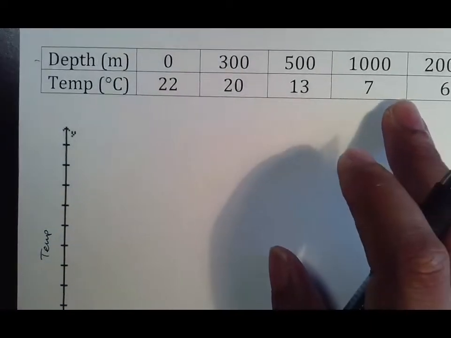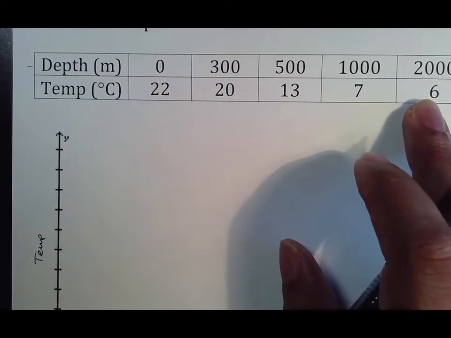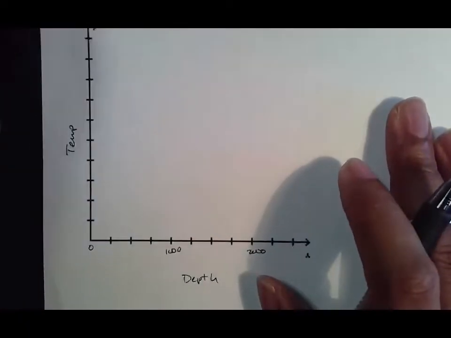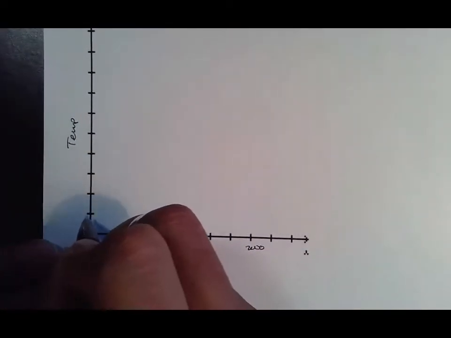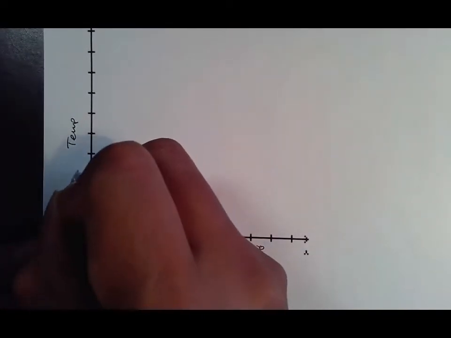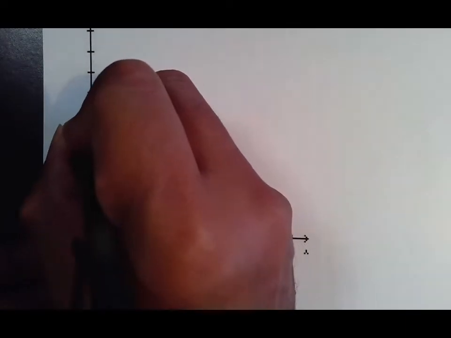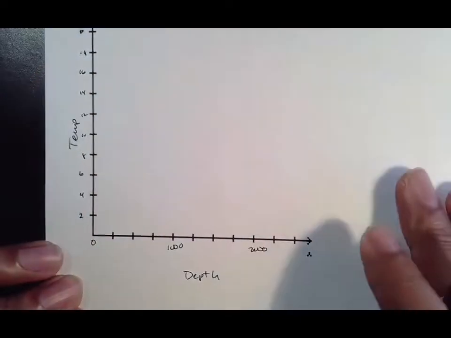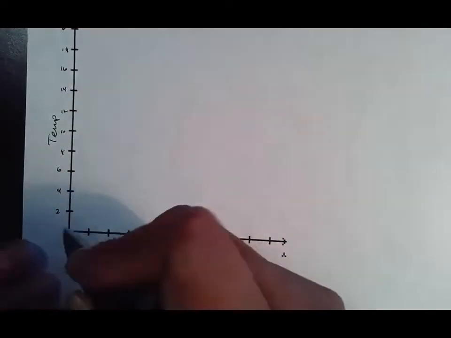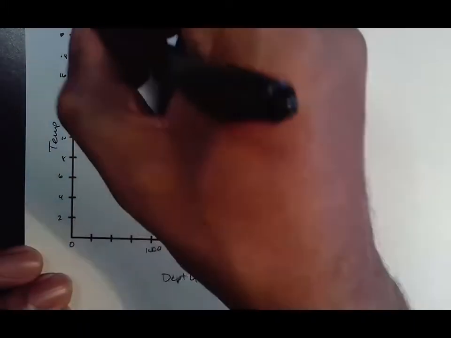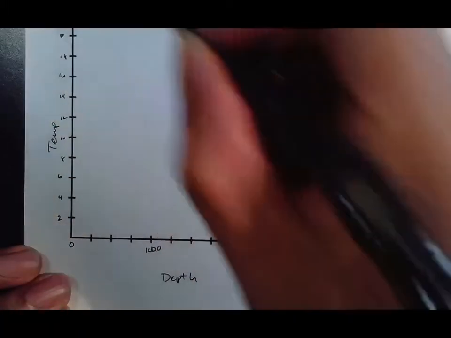Your temp goes from the lowest range of 6 to the highest of 22. Let's see, 6, 7, 8, 9, 10, 11, 12, not enough. What about 2, 4, 6, 8, 10, 12, 14, 16, 18, 20? You know what, I think that'll work, so we'll just count 2, 4, 6, 8, 10, 12, 14, 16, 18, 20, and we'll understand 22 is pretty close. Now you just plot them. Here's your temperature of 0 or your depth of 0. Your temperature of 22 is here or about there.